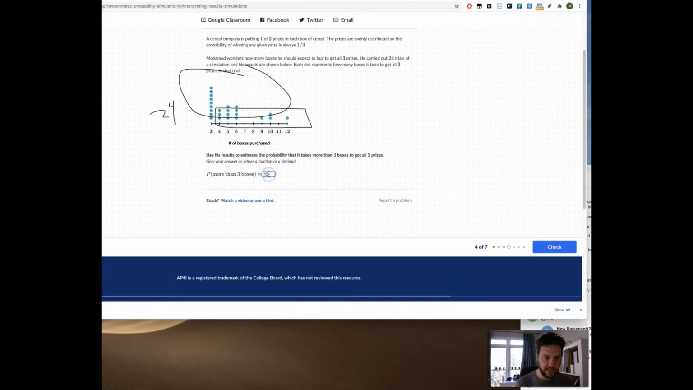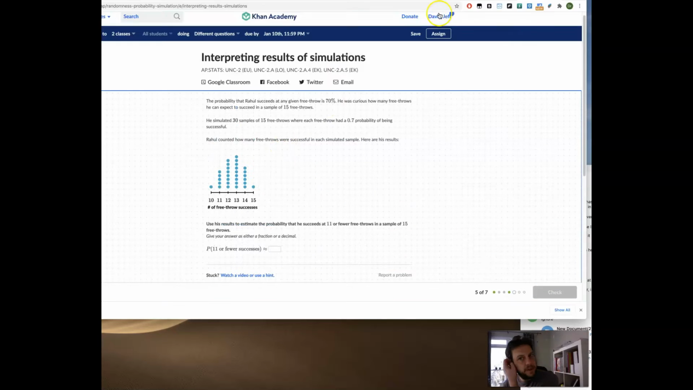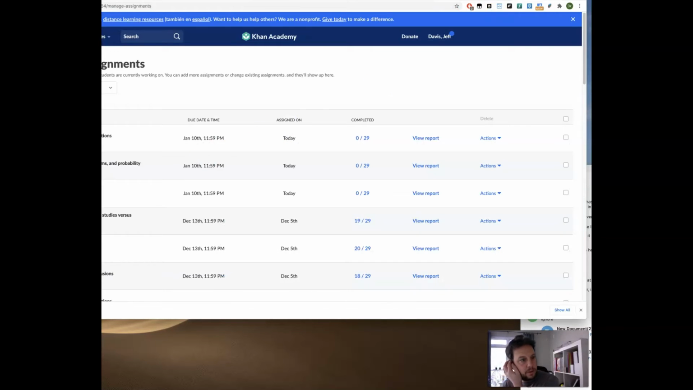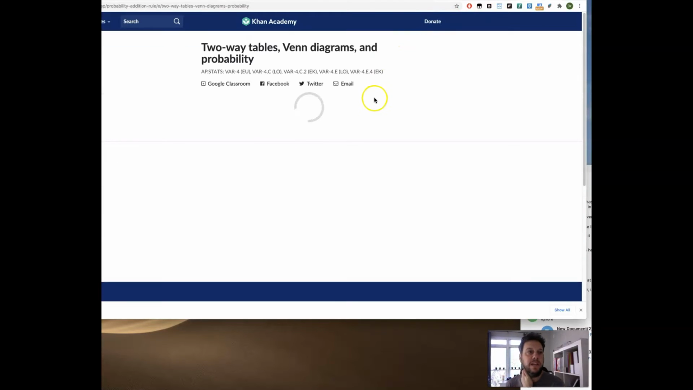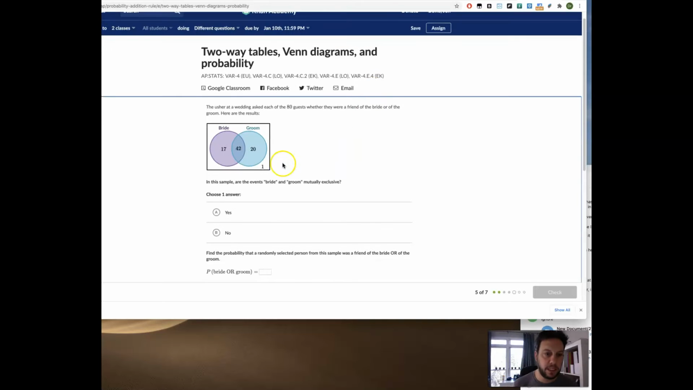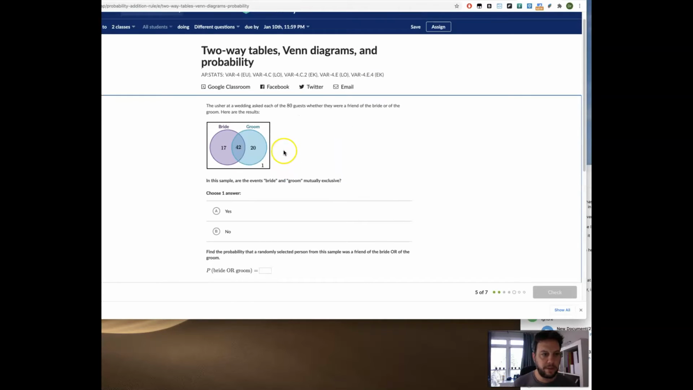So that's 15 out of the 24. All right, so hopefully that helps with that one. Let me jump to two-way tables, Venn diagrams, and probability. So let me talk through, this is a good one, this is a good example.